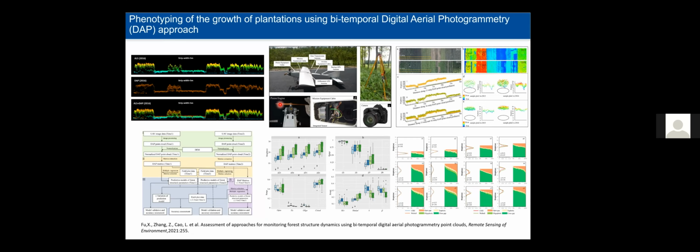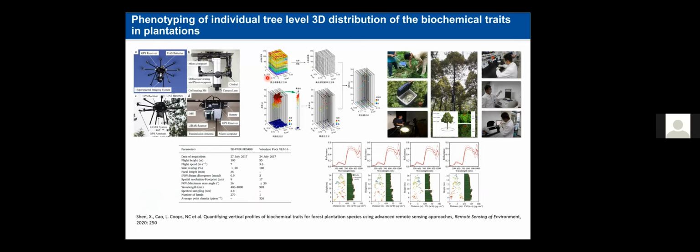Besides LiDAR, we also try to explore the potential of hyperspectral data. So this is another piece of research. We merge the LiDAR data and the hyperspectral data, because we want to know the vertical distribution of biochemical traits in the plantations, like chlorophyll. The result is quite successful. We extracted tree-level biochemical traits of the poplar and the dawn redwood. So this is some of the result. We also do experiments not only in the field, but also in the lab, and we compare the results.